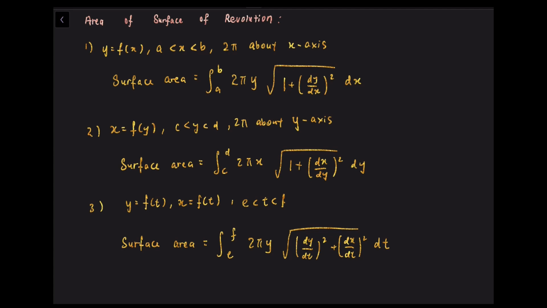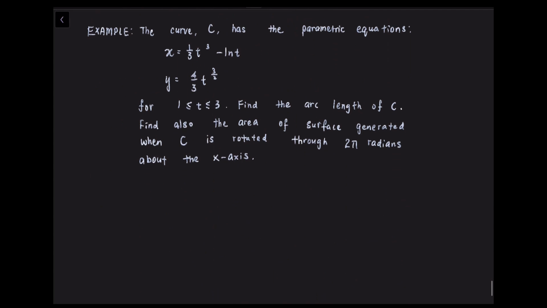And now we look at an example where we can apply the formula above. So we have the curve C with the parametric equation x equals 1 over 3 t cubed minus ln t, and y equals 4 over 3 t to the power of 3 over 2. And t is in between 1 and 3. It wants us to find the arc length and also the surface area generated when C is rotated by 2 pi radians about the x-axis.